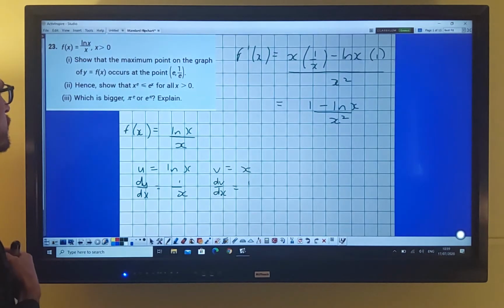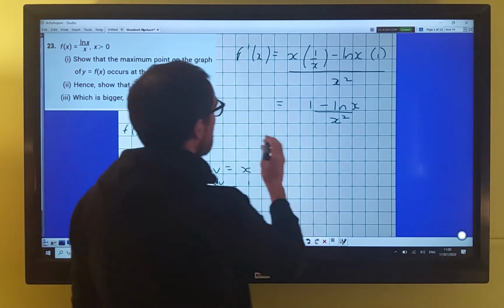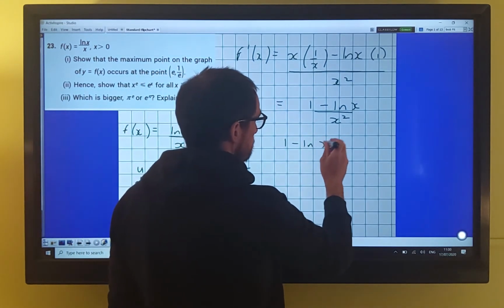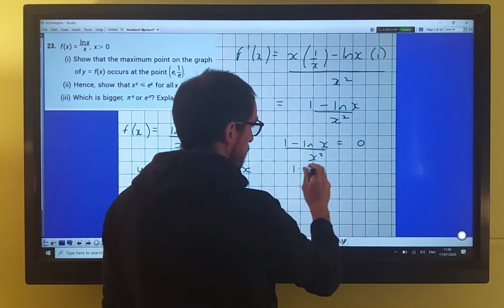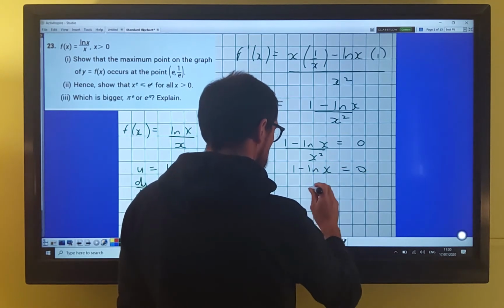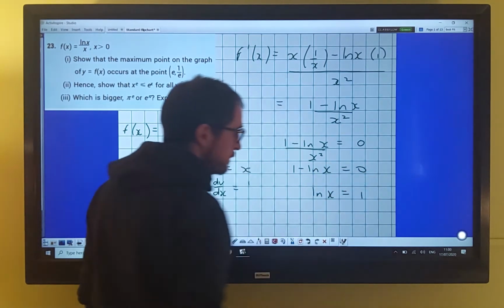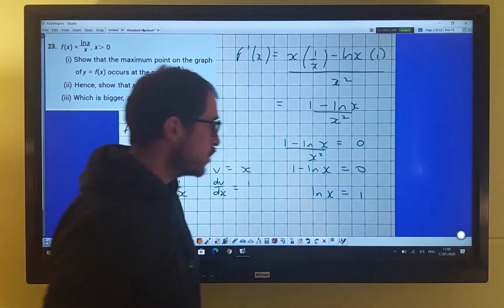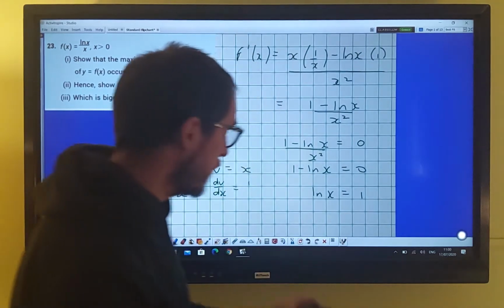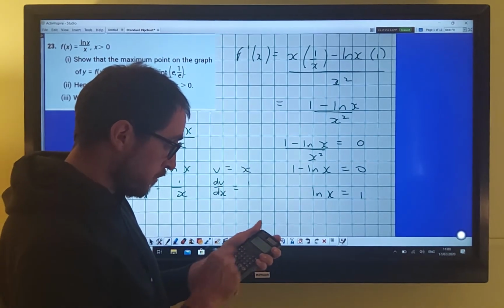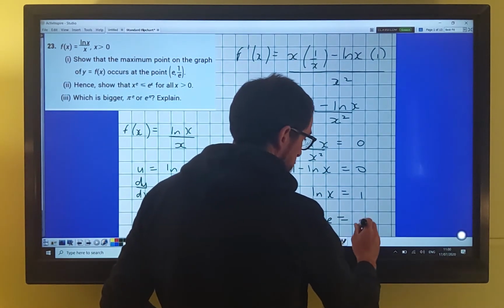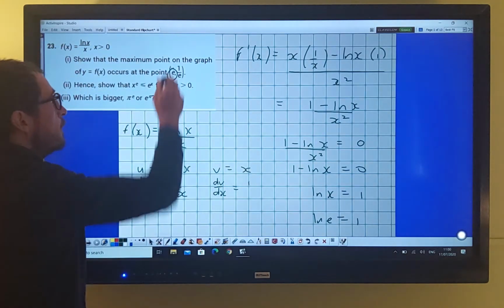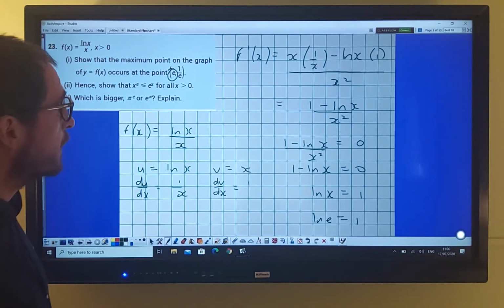Now, what you're going to do here is as follows. You're going to let that equal 0. So you can say 1 minus ln x all over x squared is equal to 0. Cross multiplying, 1 minus ln x will be equal to 0, and ln x is equal to 1. So ln x equals 1 gives x as Euler's number. If I put Euler's number in here for x, and you put into your calculator ln of e, it's equal to 1. So therefore we know that x is Euler's number.